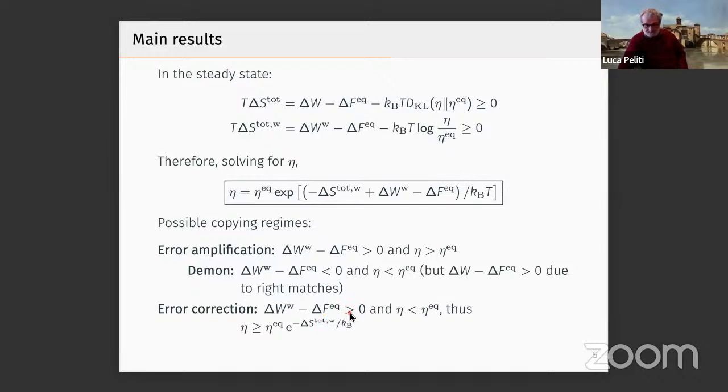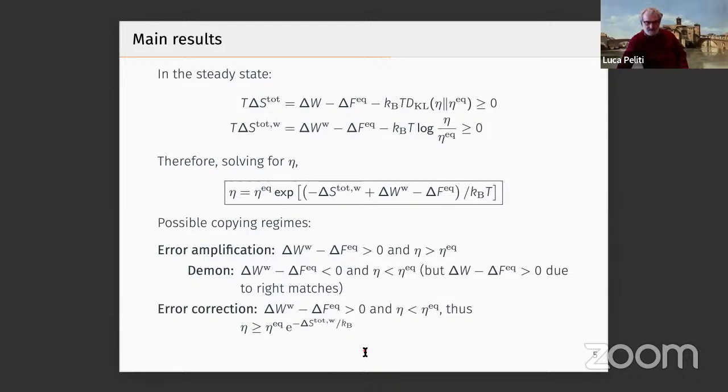And therefore, the error rate must be larger than the equilibrium error rate times this exponential factor. And so what you see is the effect of increasing the total entropy production per incorporated monomer helps to reduce the error rate. So this is the usual situation in which we would like to work. But there are two other interesting regimes.